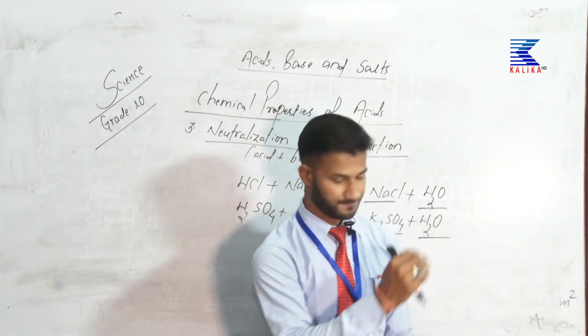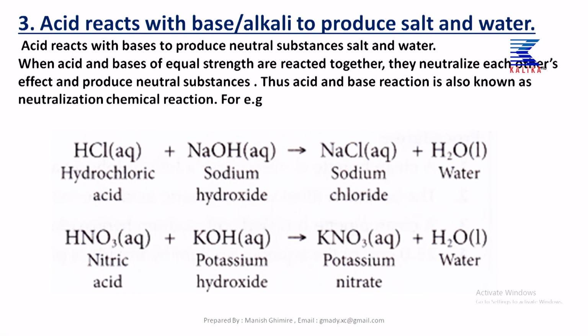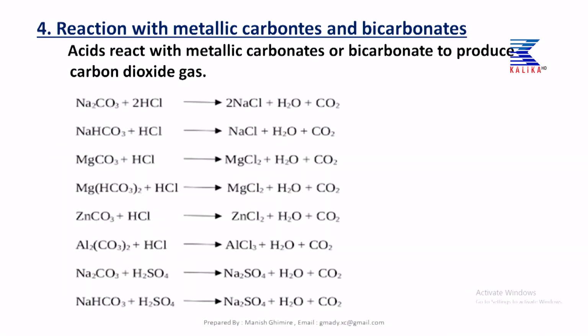Let's find out the next. In this screen also you can see chemical reactions are well listed. Now another chemical reaction on the screen: reaction with metallic carbonates and bicarbonates. This comes under the last chemical property of acid, or I may include one more in that case, reaction of acids with metallic carbonates and bicarbonates. On the screen you can see whenever acid reacts with metallic carbonate or bicarbonate, it produces carbon dioxide gas.